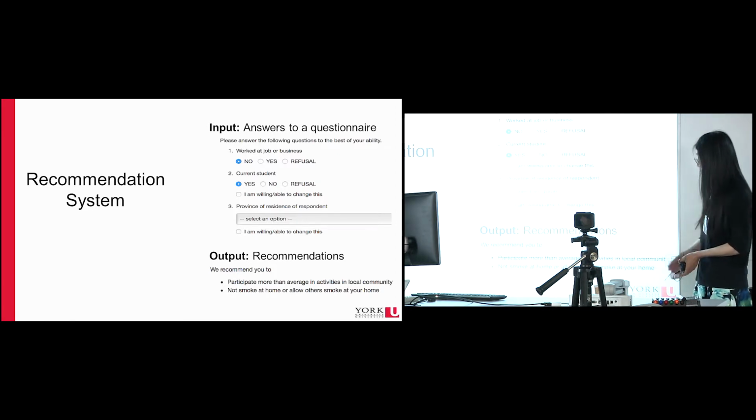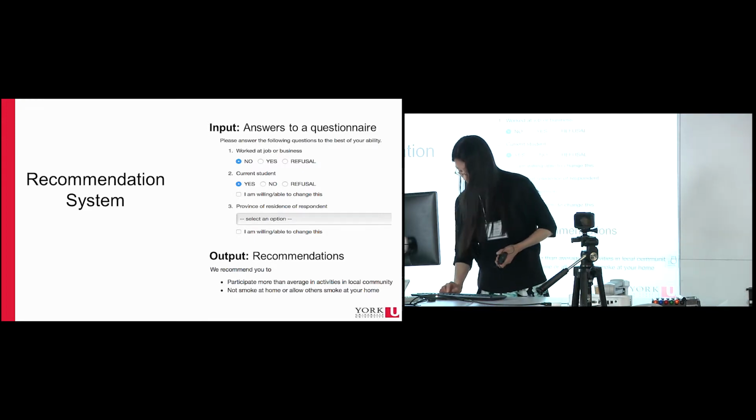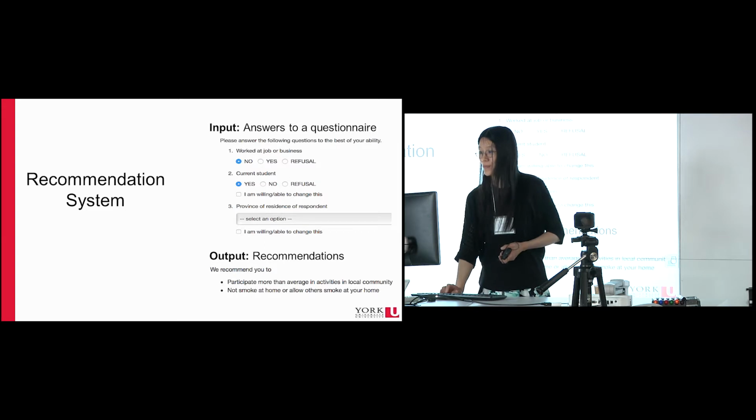Okay, so for example, I recommend the user to participate more than average in activities in the local community, and recommend the user not to smoke. This is from the negative contrast pattern. I recommend the user to avoid smoking at home, or allowing others to smoke at your home.